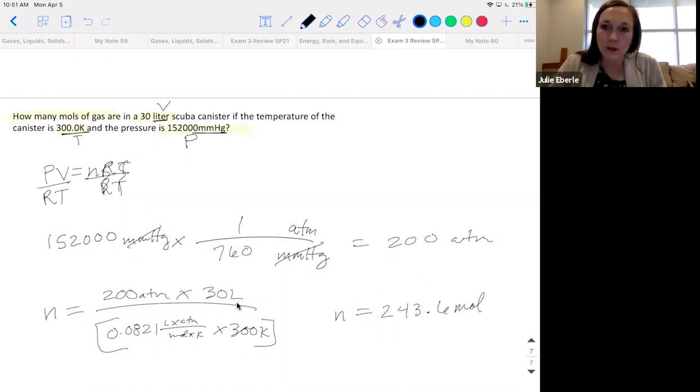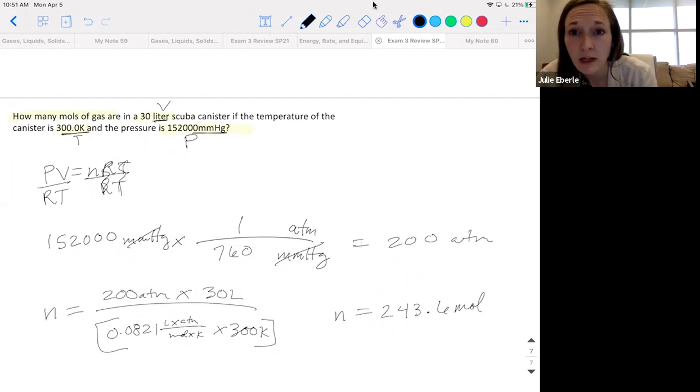So that one was a little different because we did have to convert one of our pressure terms to the right unit. If you had milliliters for volume, you'd have to convert that to liters, and so on and so forth. So that kind of brings us to the end of the hour, pretty close at least.